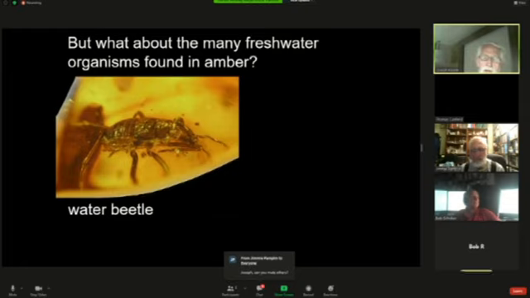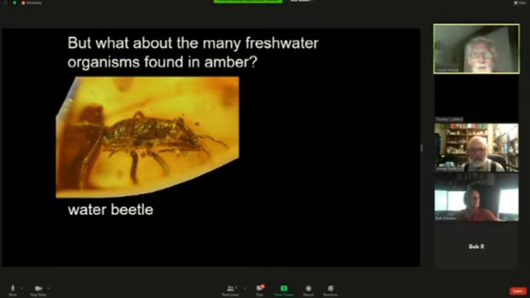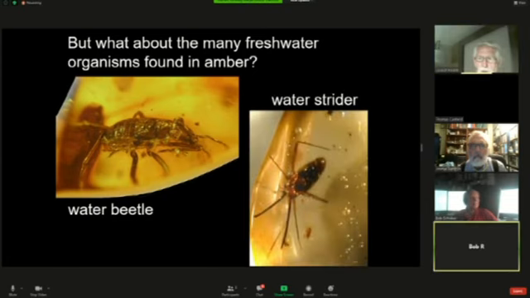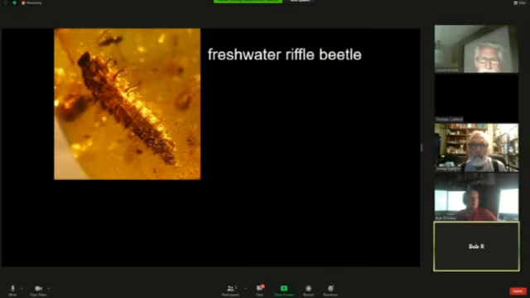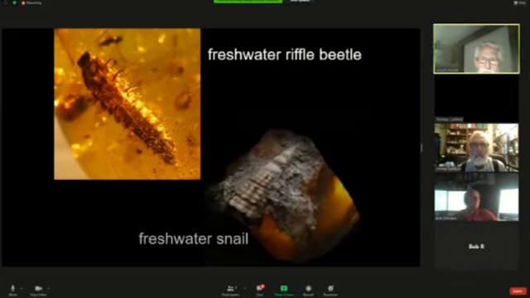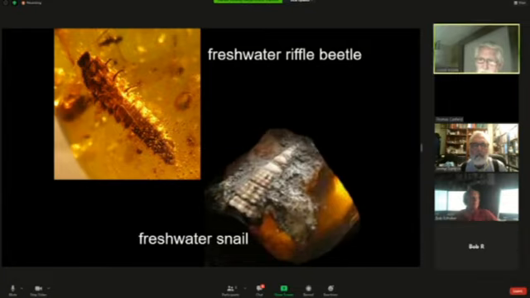Well, okay, that's fine for terrestrial organisms, maybe, it's a stretch. But what about freshwater organisms found in amber? How did they get up onto those trees? This becomes too much of a stretch. So we have things such as this water beetle, or a water strider, a freshwater riffle beetle, a freshwater snail. How did that snail get up on the tree?